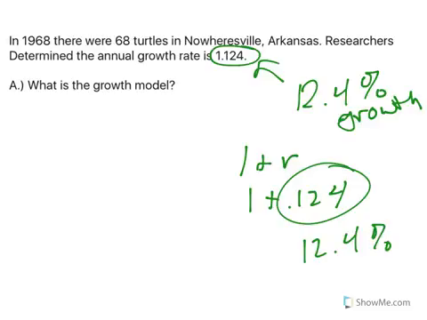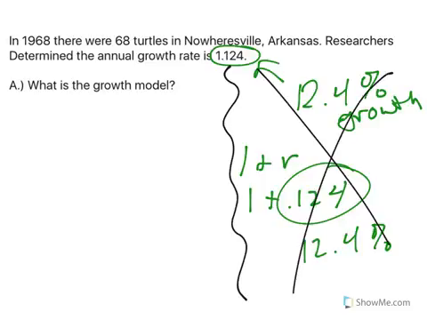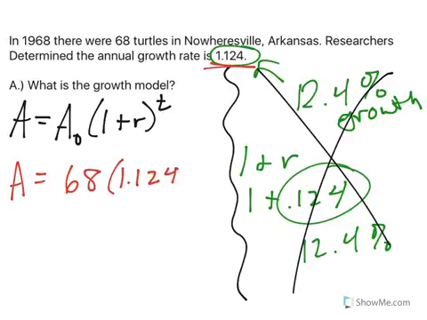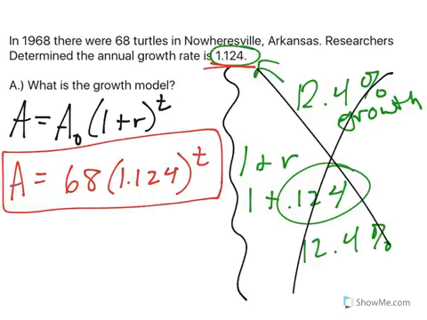All right, so when I'm talking about my growth model, we know amount is the initial amount times 1 plus the rate raised to the time. And so we know that in 1968, our initial amount was 68 turtles. They tell us our growth rate inside, 1.124, and we have time. So here in red is my growth model.